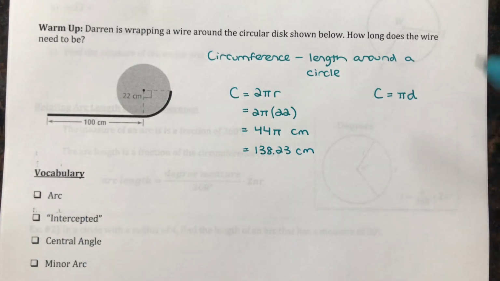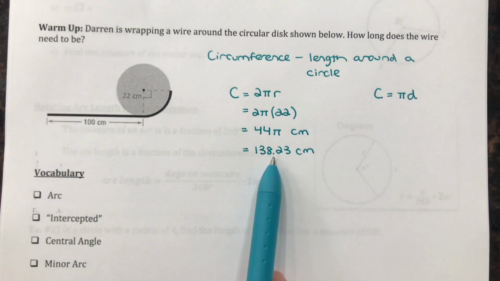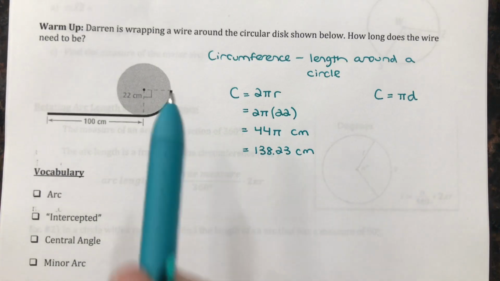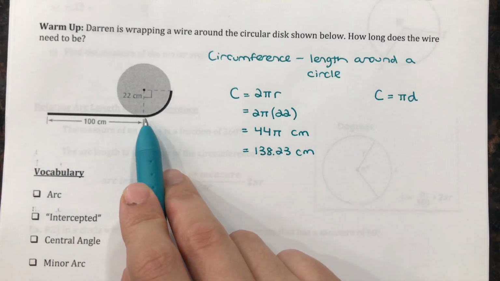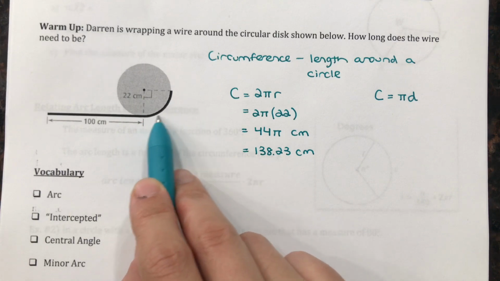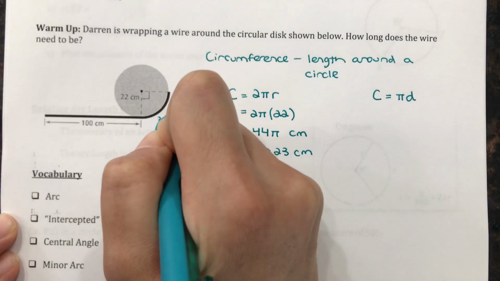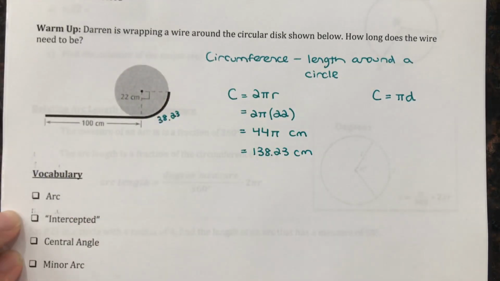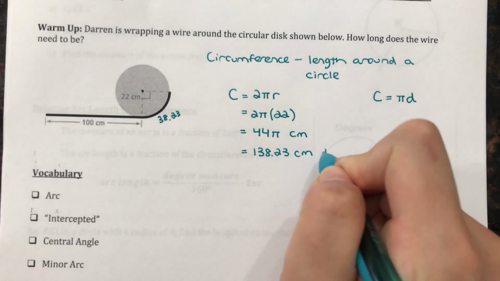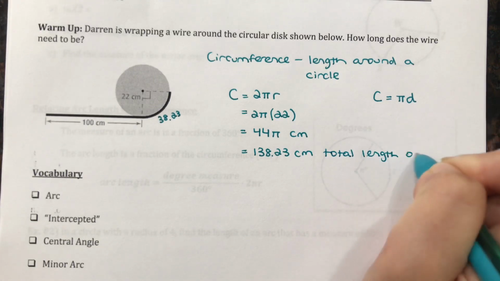So the question says, how long does the wire need to be? Well, it needs to be a total of this length. Now, we've got 100 centimeters over here. My guess is that this piece would have to be 38.23 based on our measurements, okay? So this is the total length of the wire.